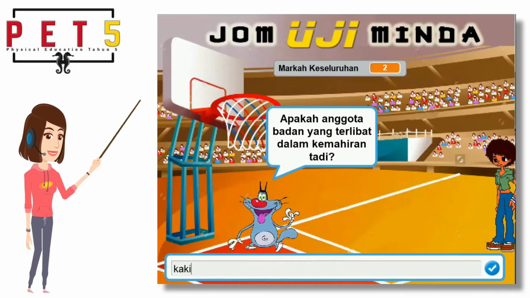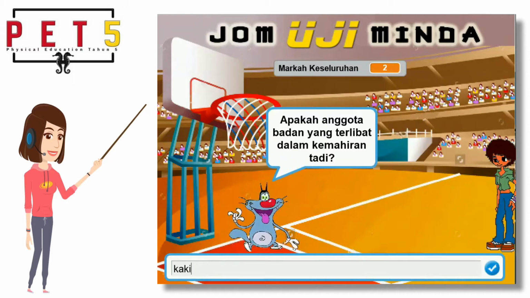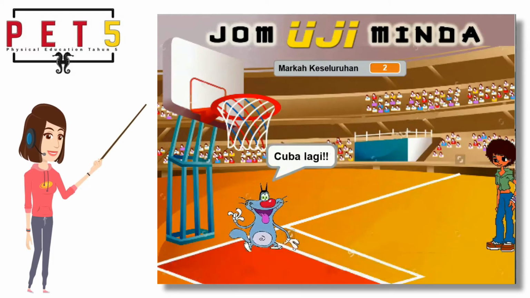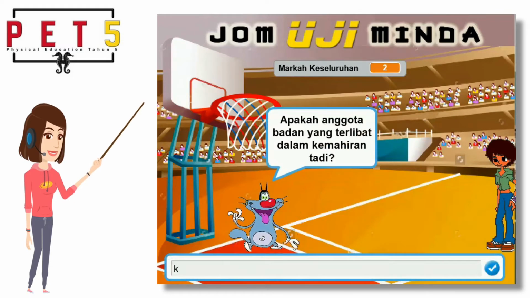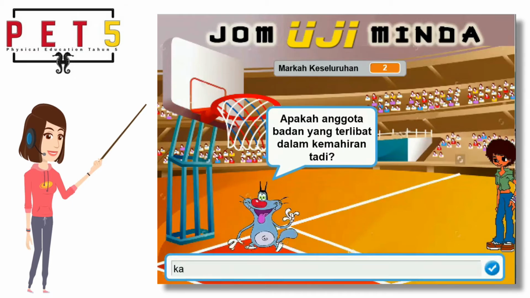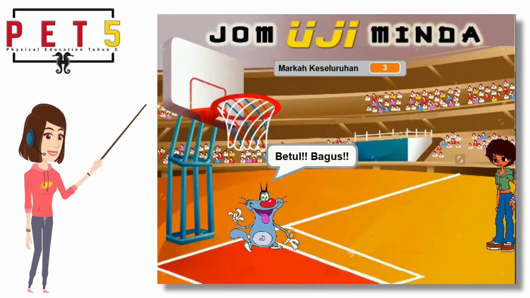The questions that we have chosen to ask are: berapakah jenis kemahiran yang telah dipelajari? The answer 2. Nyatakan jenis kemahiran tersebut. The answer: kemahiran menghantar dan menerima menggunakan kaki. Apakah anggota badan yang terlibat dalam kemahiran tadi? The answer: kaki.